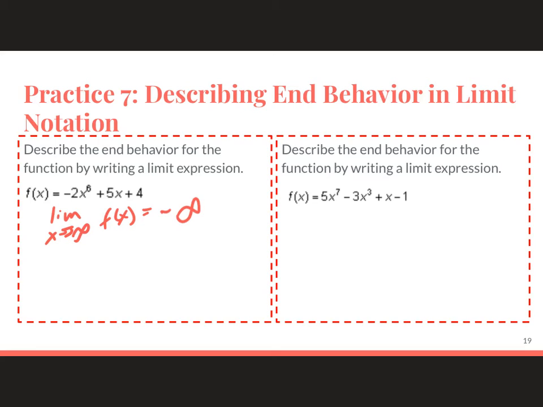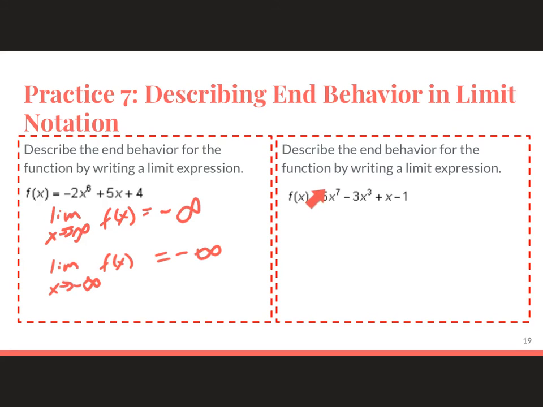And that makes sense, because our leading coefficient is negative, so we're pointing down. We also want to notice that the degree of this polynomial is even. So we know that the left end behavior is going to be the same as the right end behavior. So your limit as x approaches negative infinity is also going to be negative infinity. Whatever your right end behavior is, it's going to be the same as the left.